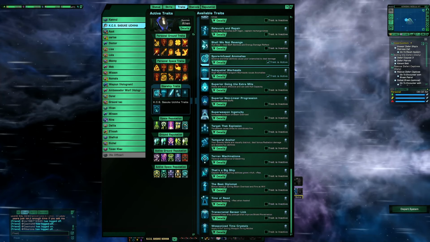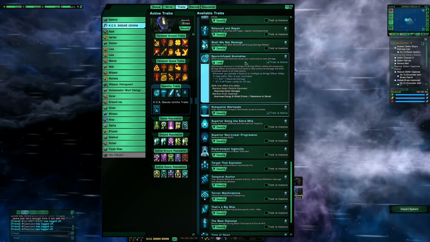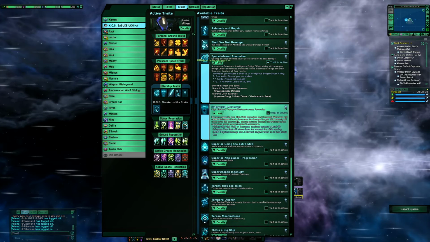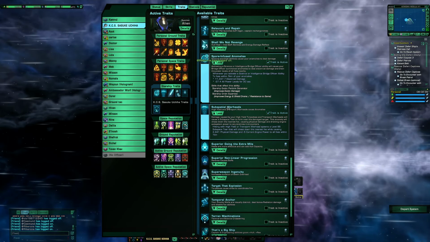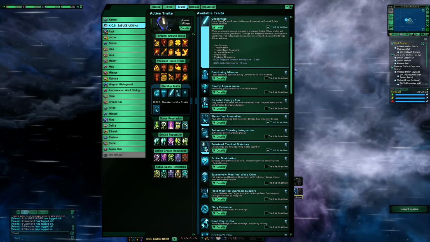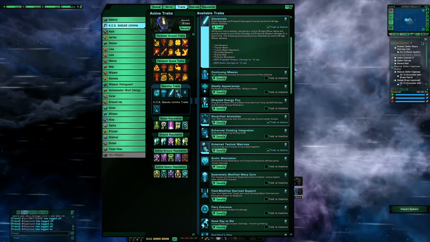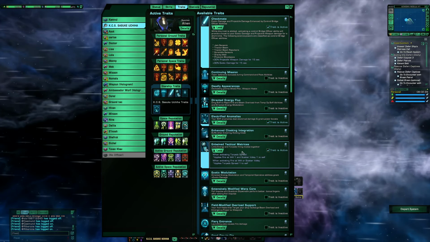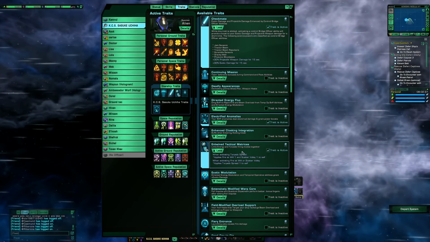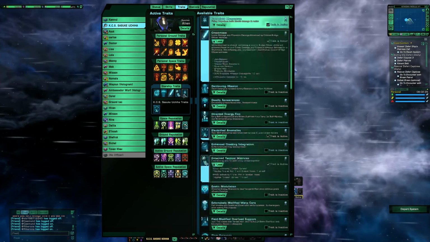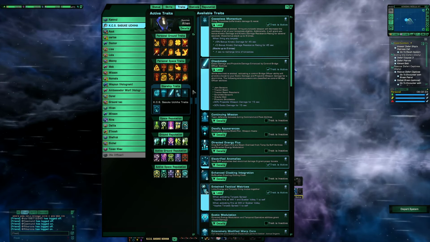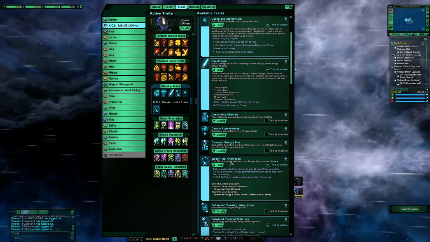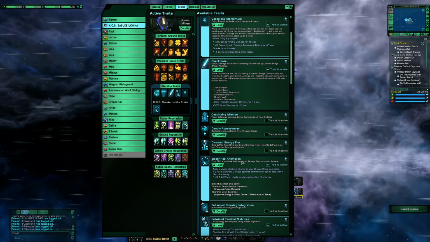As for Starship traits, spore-infused anomalies. Subspatial warheads. Checkmate. Intertwined tactical matrices, which I no longer need, but I forgot to take off the build. Ceaseless momentum. And electrified anomalies.